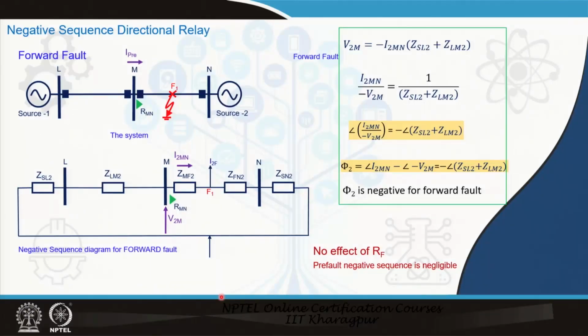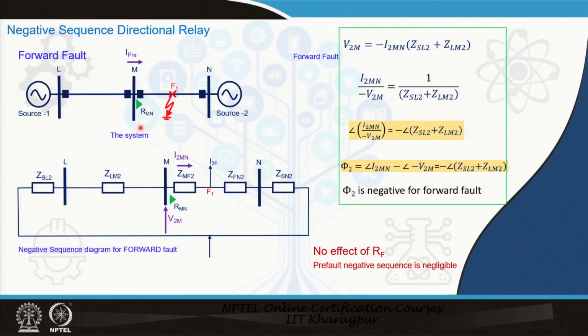By this time, we know how positive sequence component can be useful for direction of fault, what is the limitation of positive sequence component. Now, we will see how we can exploit advantage using negative sequence and zero sequence. So, let us see negative sequence directional relaying first and then we will go to the zero sequence part. Let us consider the same 3 bus system, forward fault F1 for relay RMN.